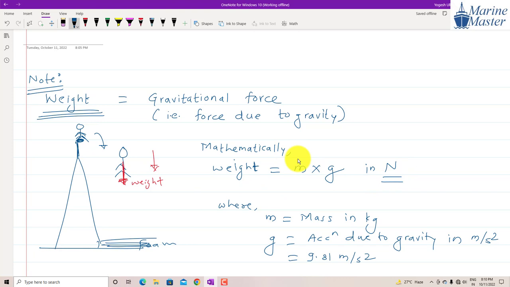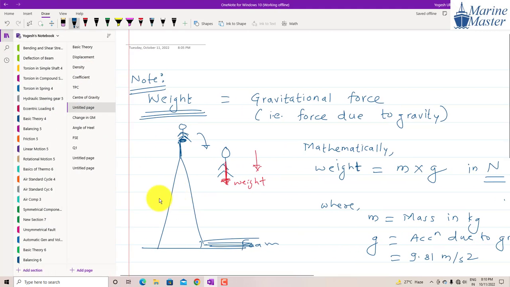So we have seen weight. Weight means gravitational force acting on the object. Weight always acts through the center of gravity. We denote center of gravity by the symbol G. Mathematically, weight means m into g. m means mass in kilogram. g means acceleration due to gravity. Its value is 9.81 meter per second square. So these are the basic discussion, guys. Anywhere you will get this discussion on the internet or in any basic mechanics book.